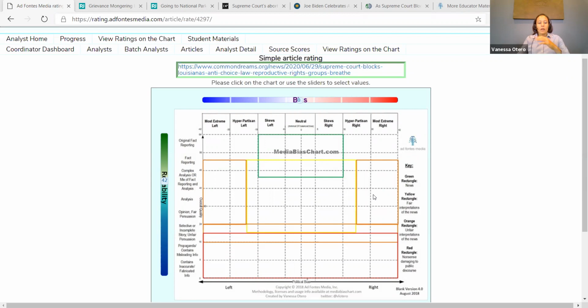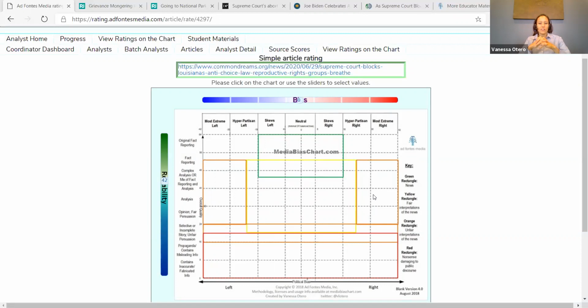All right, so for reliability, our choices are original fact reporting, complex analysis, or a mix of fact reporting and analysis; below that, opinion/fair persuasion, selective or incomplete story, unfair persuasion, propaganda/contains misleading info, or contains inaccurate or fabricated info, okay? We are going to look at bias next, but I'd love for folks to weigh in on what category you think this would fall under.